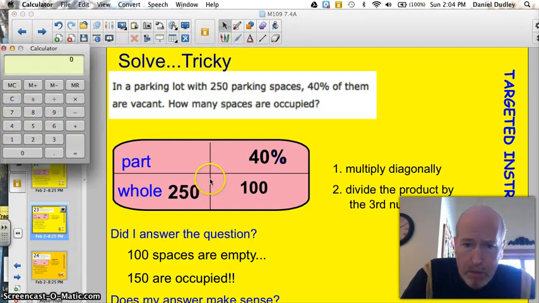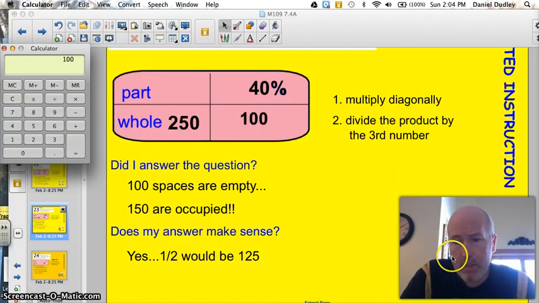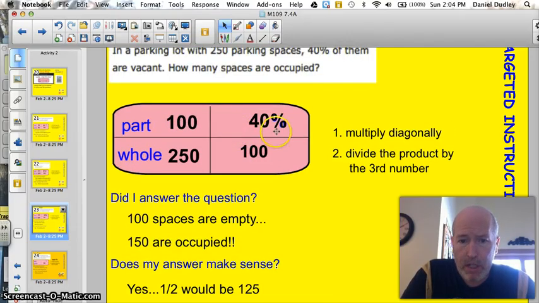So I have to figure this out, so let me get my calculator out here. I know I have to multiply diagonally: 250 times the 40 will give me 10,000. If I divide that by 100, I get 100. So let me grab this and put that in there. So I got 100 over 250 is equal to 40%, or 40 out of 100.